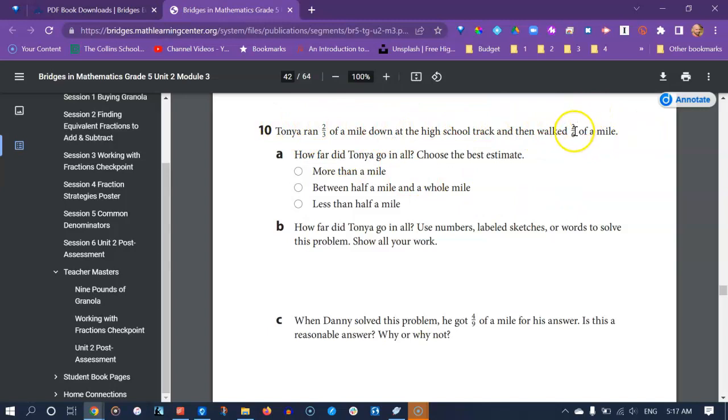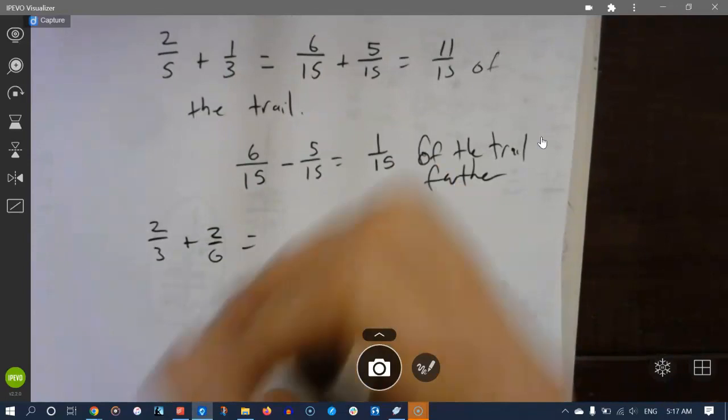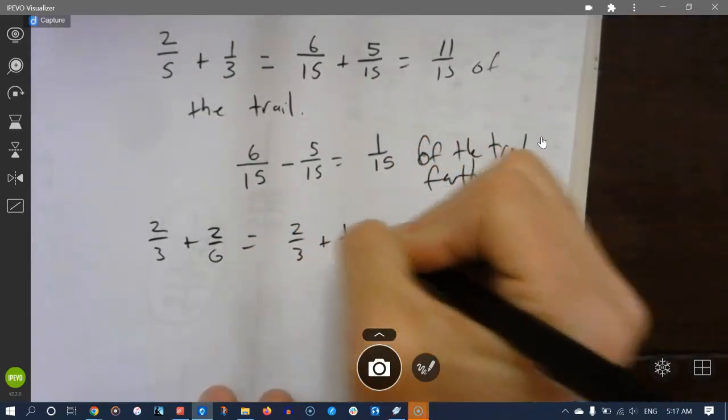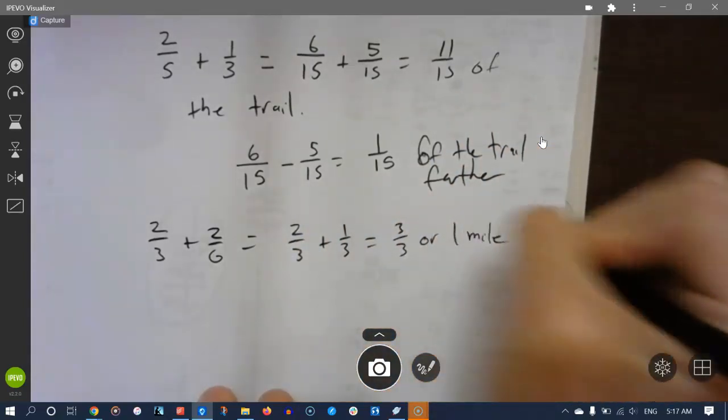Because I see this as 1/3. So yeah. All right. So we do have, how far is she going in all? We have 2/3 plus 2/6. And like I said, I can actually simplify 2/6 to 1/3, or 1 mile. So she went the whole track.